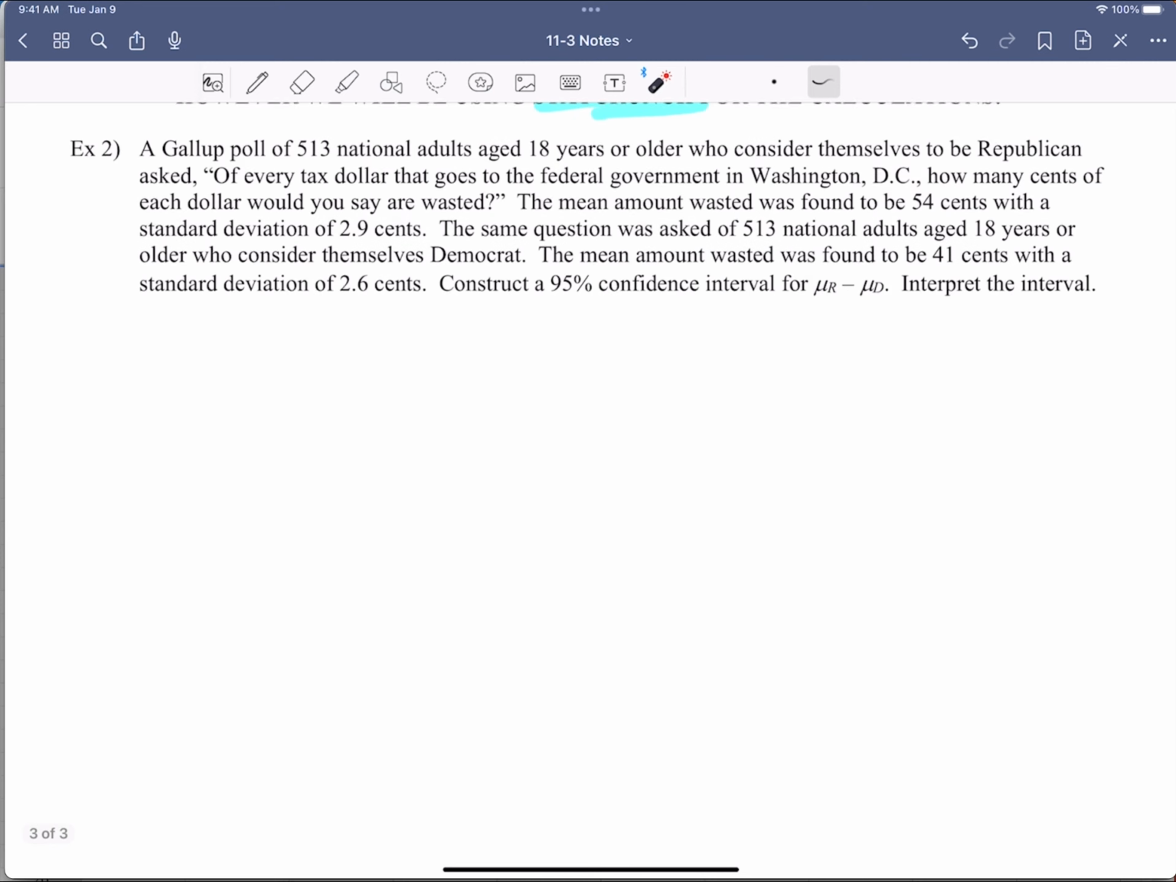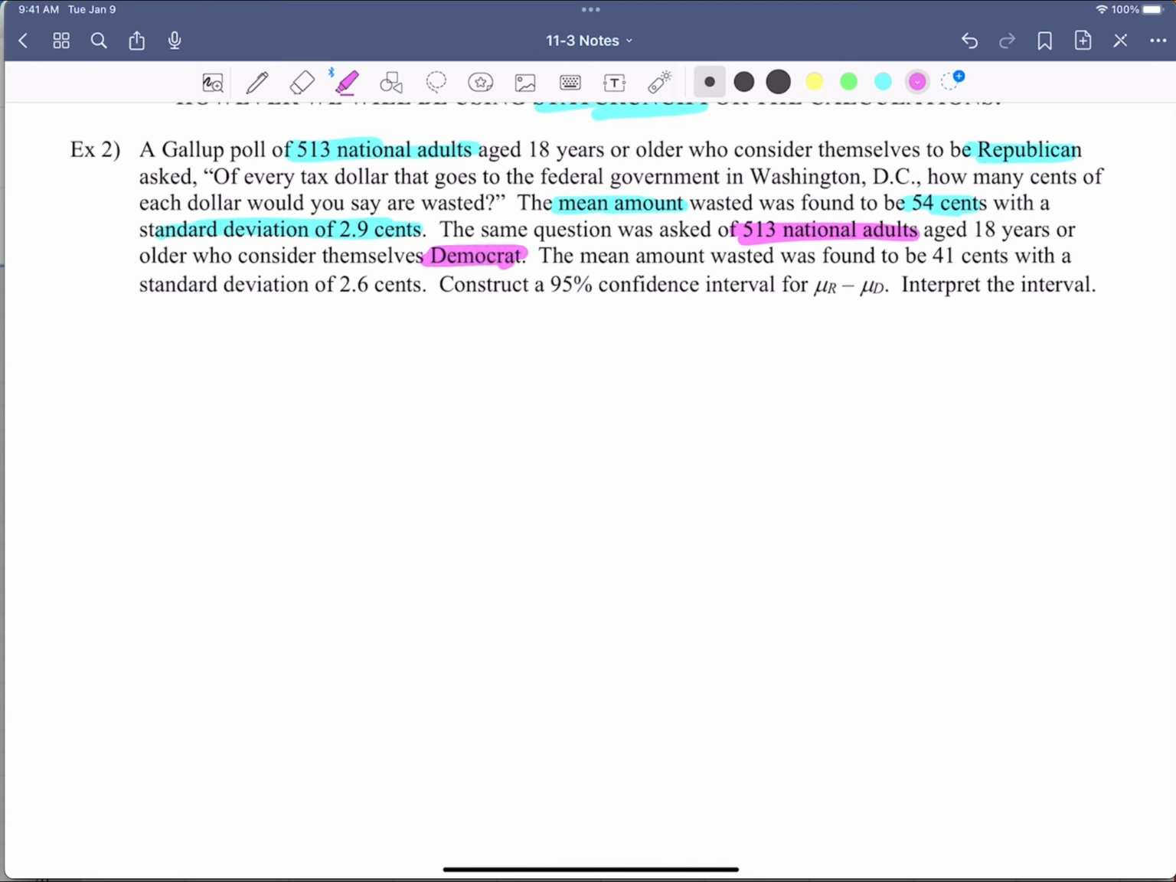Let's check out old Gallup and see what their polls have going for us. A Gallup poll of 513 national adults aged 18 or older who consider themselves to be a Republican asked, of every tax dollar that goes to the federal government in D.C., how many cents of each dollar would you say are wasted? The mean amount is 54 cents with a standard deviation of 29 cents. The exact same question, let's go pink, was asked of 513 Democrats.